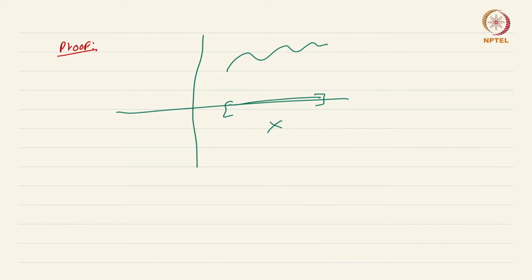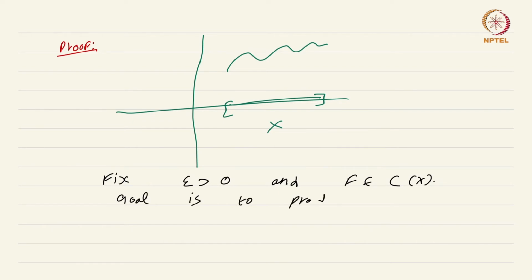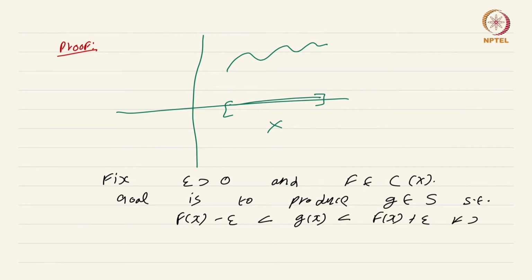So this is what we have to do. Fix epsilon greater than 0 and f in C(X). The goal is to produce g in S such that f(x) minus epsilon is less than g(x) is less than f(x) plus epsilon for all x in X. You agree with me?